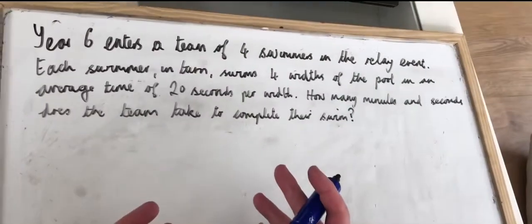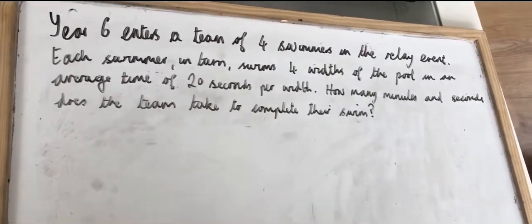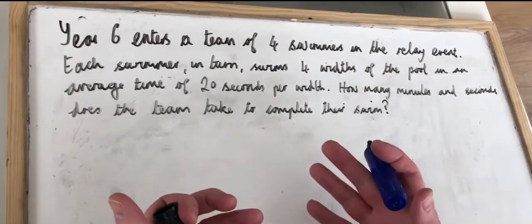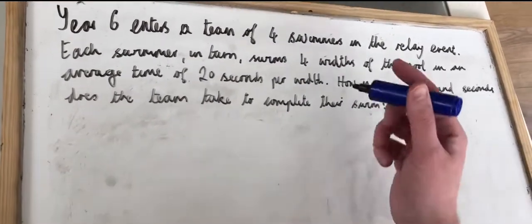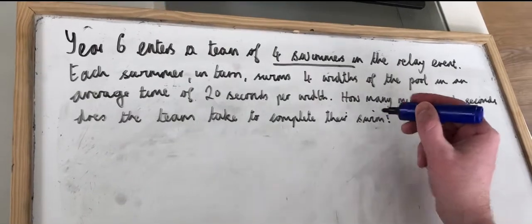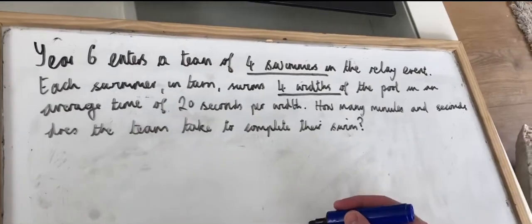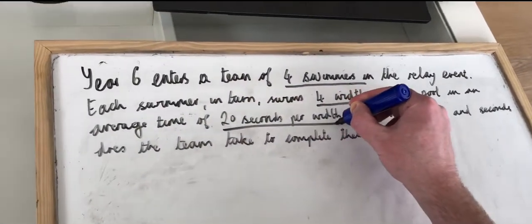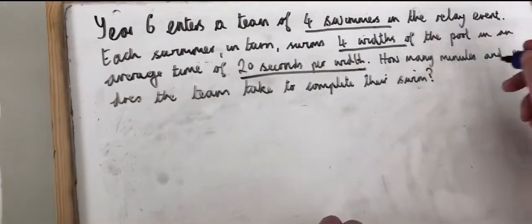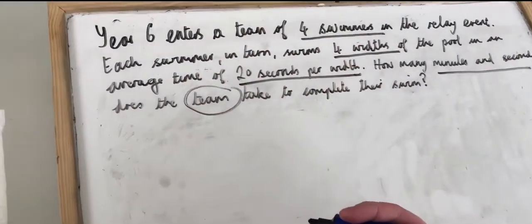So hopefully you've had a really good go at doing that question. Now what I said to you first of all is, can you identify the key bits of information? So I've written down the word problem here. And for me, the key bits of information are this. We've got 4 swimmers entered in the relay event, and each swimmer swims 4 widths, and it's 20 seconds per width. And I said, what's it asking? It says, how many minutes and seconds does the team take to complete their swim?